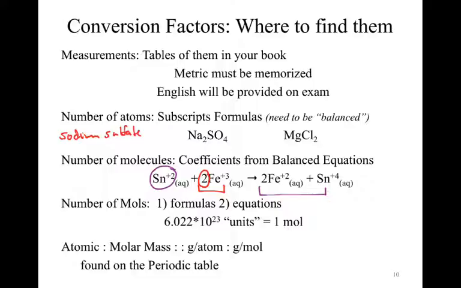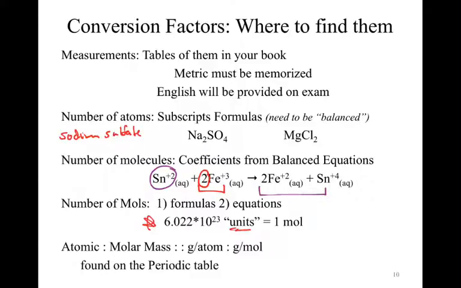The next one is our numbers of moles. This is kind of a big one. This goes right back into our number of molecules and the number of atoms, because molecules and atoms are a unit. So we can get our number of moles from the formulas, just like we got our number of atoms. We can get our number of moles from equations, just like we got our number of molecules. And that's really what Avogadro's number is doing for us. It allows us to choose which unit we want to work with.